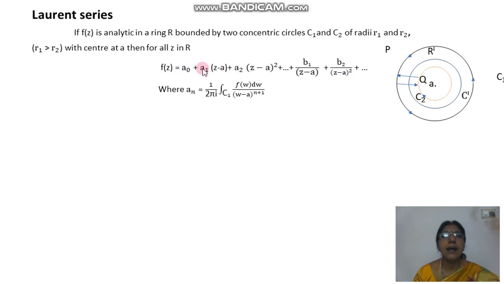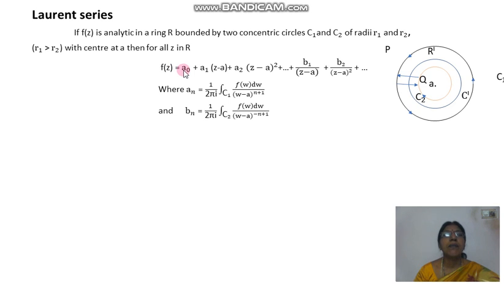Here we write the constants a1, a2 and so on, b1, b2 and so on. Here an is nothing but 1 by 2 pi i integral over C1 f of w dw by (w minus a) whole power n plus 1, and bn is the same constant times integral over C2 f of w dw by (w minus a) power minus n plus 1. First we see what is the given. This is the given part. We are going to prove this f of z.